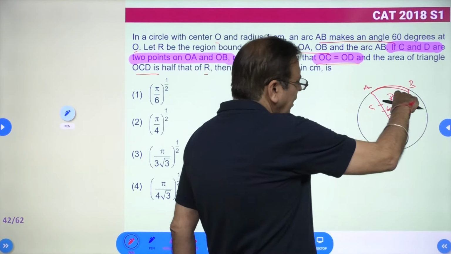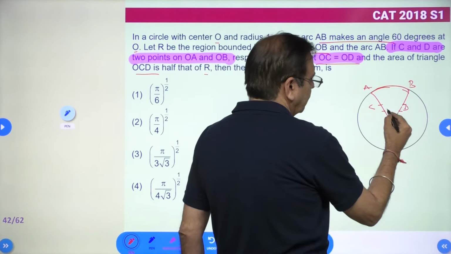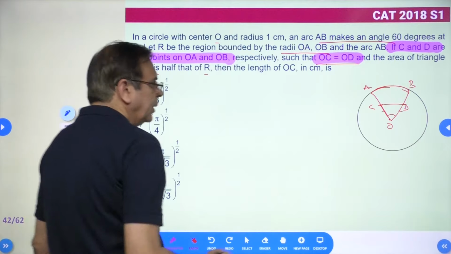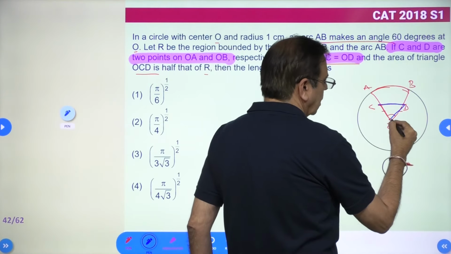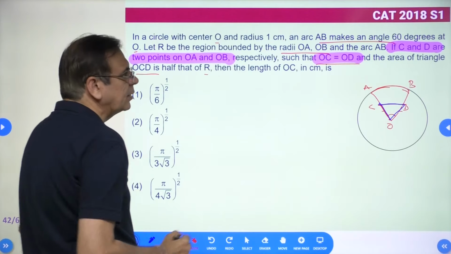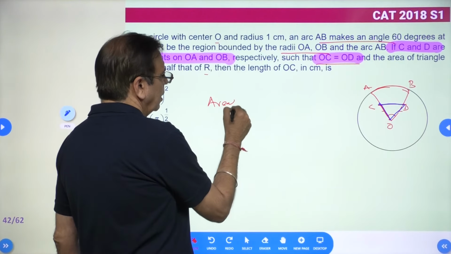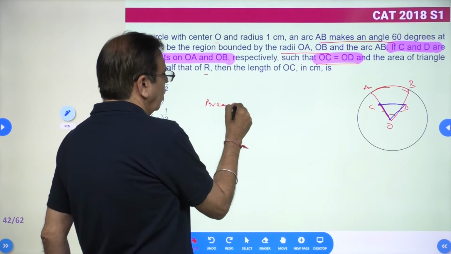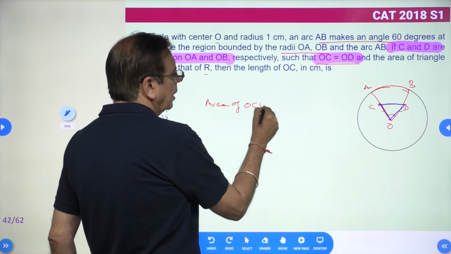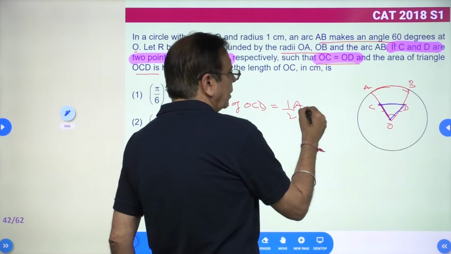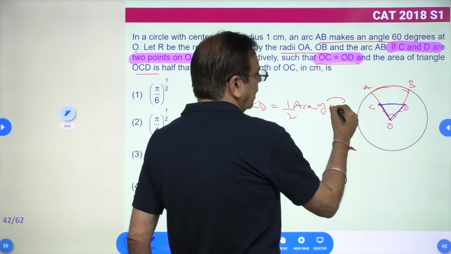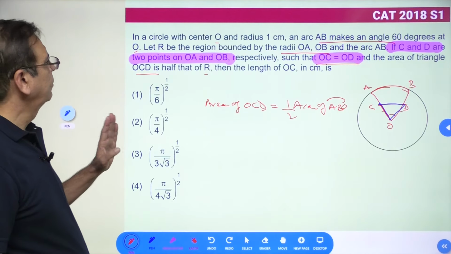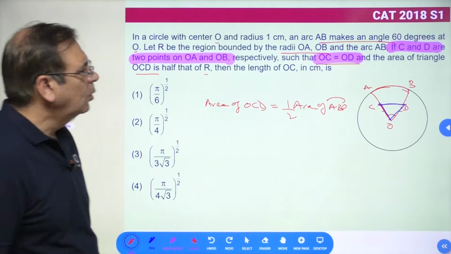Let me draw something. So, let me just remove something so that, okay. Now, let me just put it like this. What are we saying? The question says the area of OCD is equal to half the area of this complete thing, the sector ABO. So that is what it said. Then what is the length of OC?